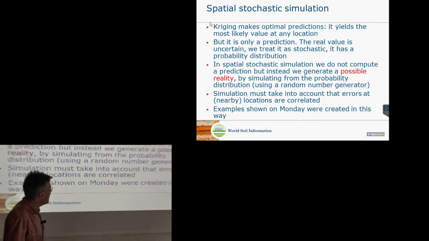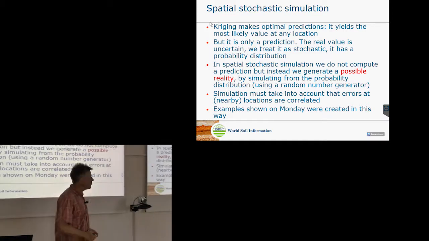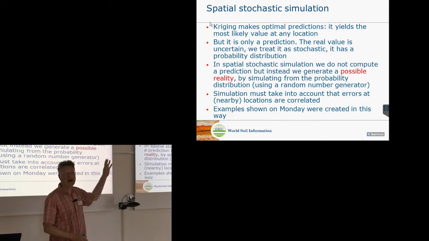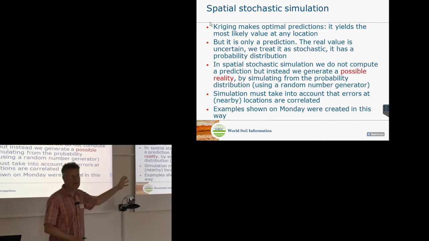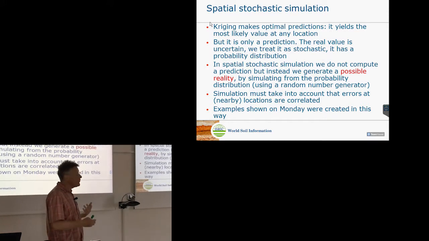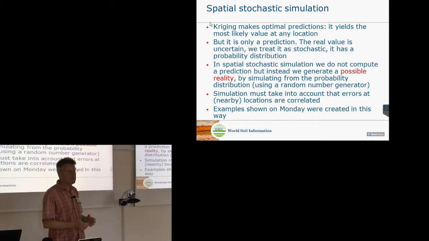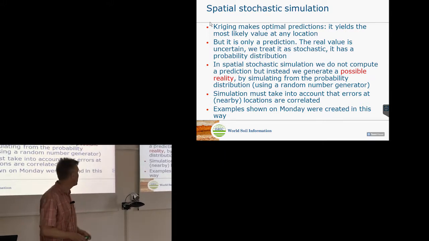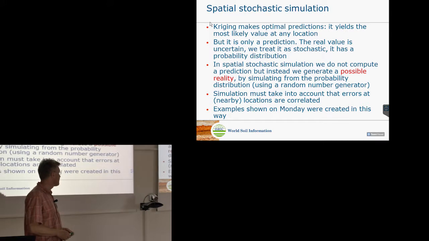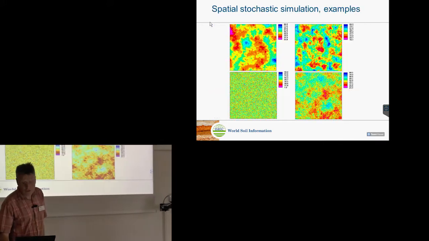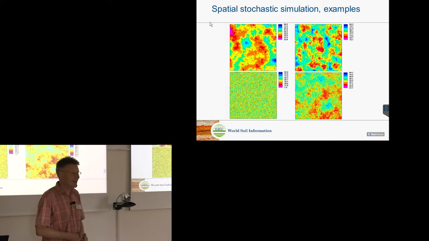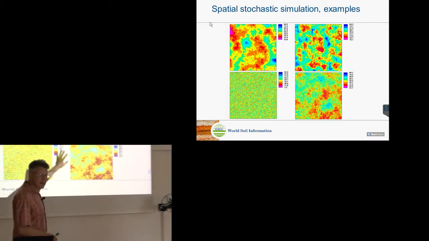So, I think I told you most of this. When you do the Kriging, you go for the most likely value, the one with the highest probability density, the center of the probability distribution. When we use spatial stochastic simulation, we generate possible realities by sampling from that probability distribution. So the examples that I showed you on Monday, I hope you remember them, they were also created in this way. And they're quite different, those four.